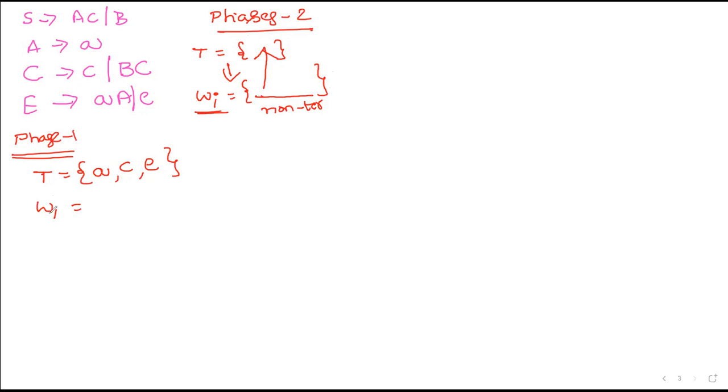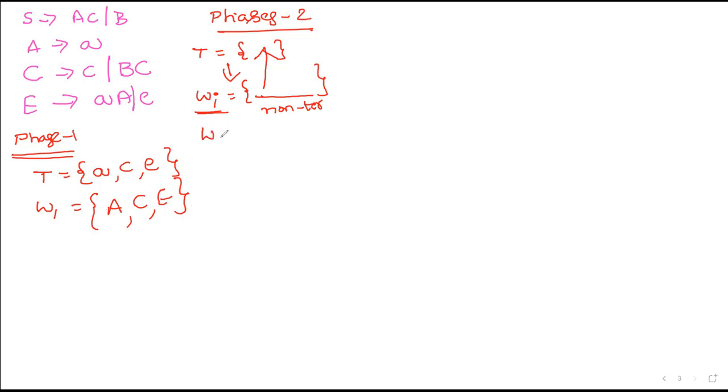That means, first, W1. So a is derived from capital A. So here I am writing capital A. Small c is derived from capital C. Small e is derived from capital E. You got the point? First step, I will write down all the terminals. In the next step, I will write down the non-terminals that derive these terminals.